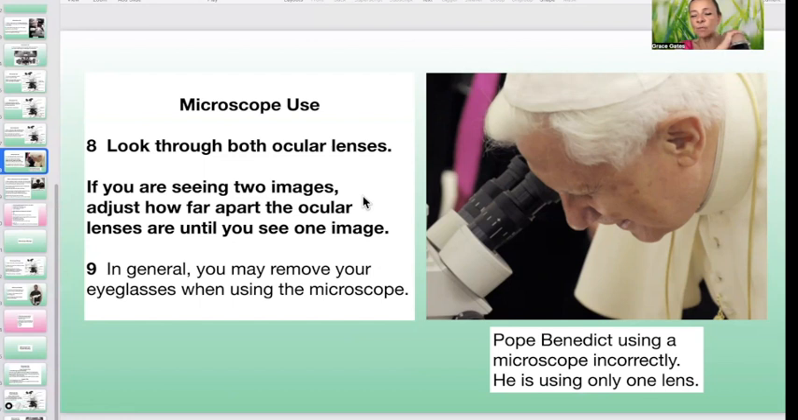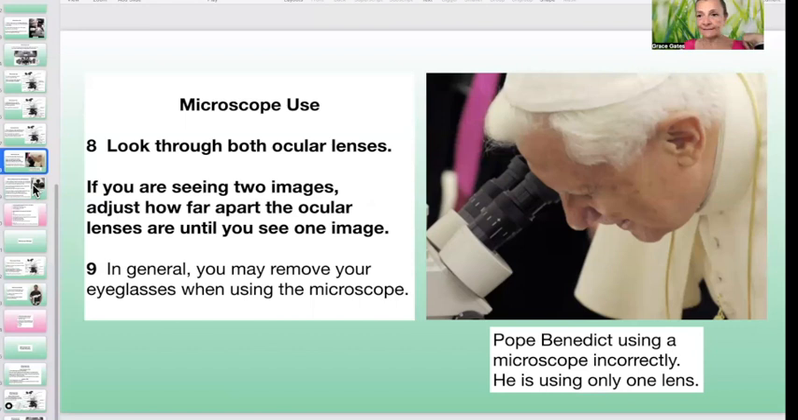Okay. Now, here's a picture of Pope Benedict. He's using the microscope incorrectly. He is only using one ocular lens. So that is incorrect. Okay. If you wear eyeglasses, you may remove your eyeglasses when using the microscope. The microscope will allow you, as you're focusing it, to correct the problem that you have with your vision.